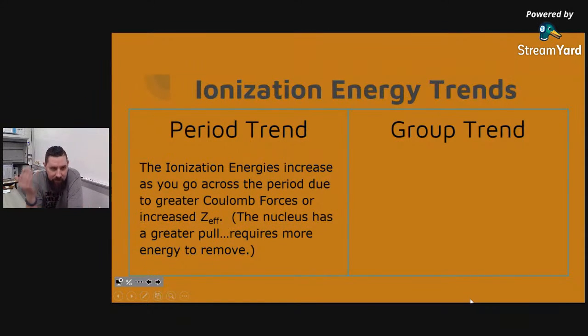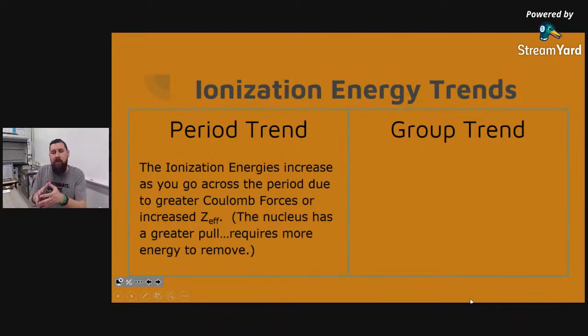And again, as you'll see in textbooks, it says it's due to greater Coulombic forces or increased ZEF. In other words, the nucleus has a greater pull, and therefore it requires more energy to remove. So looking at the period trend, we can probably guess what that group trend is going to be.